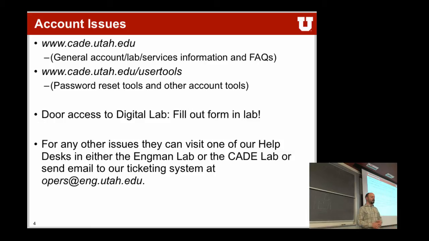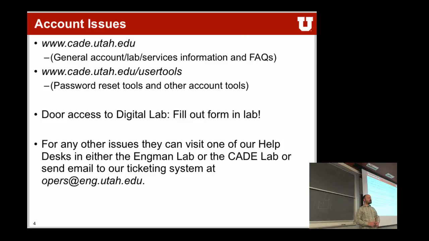Some people have account issues in the digital lab. I talked to Kate and this is what's actually going on. If you want general documentation, go to www.kateutah.edu. There are FAQs and lots of information on what's going on. If you have password issues, go and use the user tool. You can actually reset your passwords on there. And if all else fails, contact them at oprs@encoding.edu. Okay? They are not handling access to the digital lab itself, though.